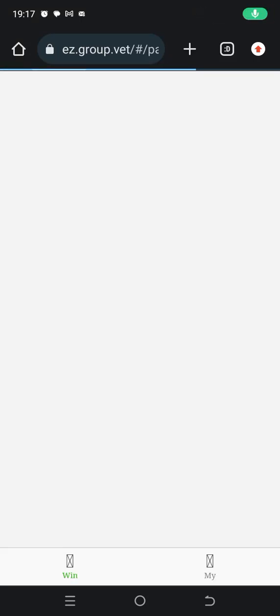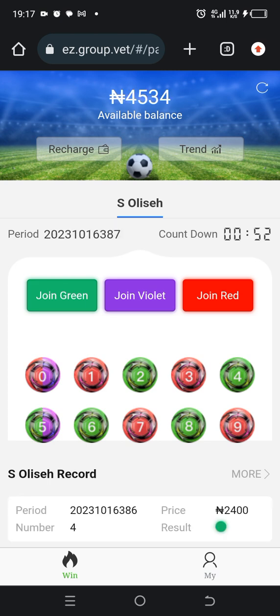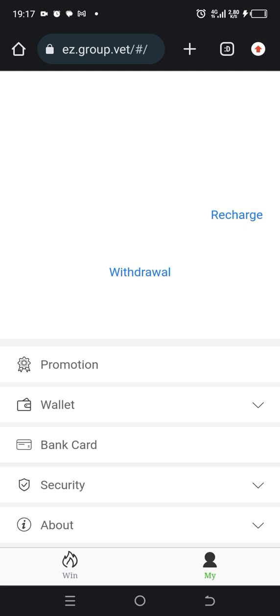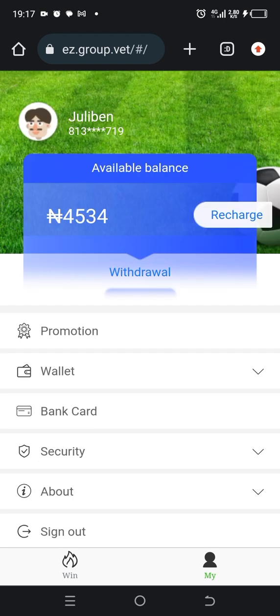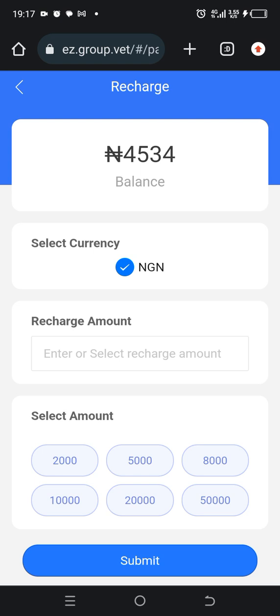So guys, I'm going to take you through how to fund your account. Funding your account is a very simple thing to do. First, you need to open your EZ group, and then the next thing to do is to click on mine at the bottom here. Once you click on mine, the next thing is recharge, and then from there, amount.